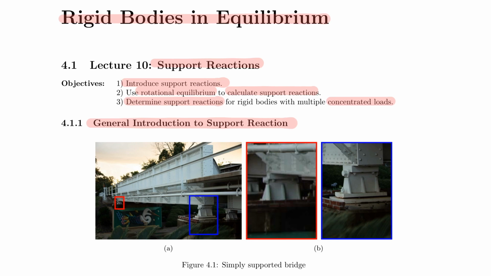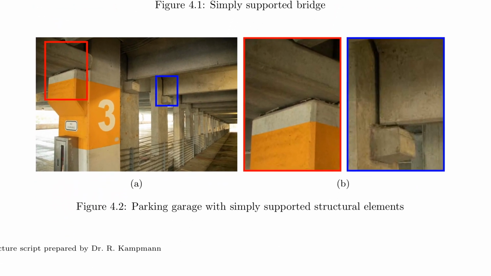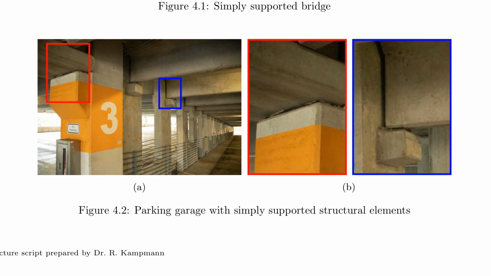Let's take a look at the next picture. So here we see a parking garage, and a parking garage consists kind of like a Lego system of many parts that are stuck together. And for example, here you can see that there is a pedestal, which is magnified right here, and there sits a concrete beam on top of it.